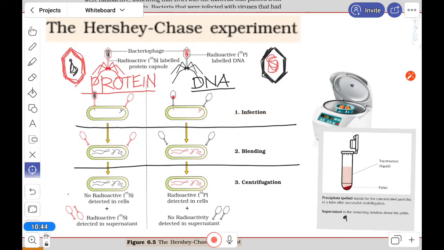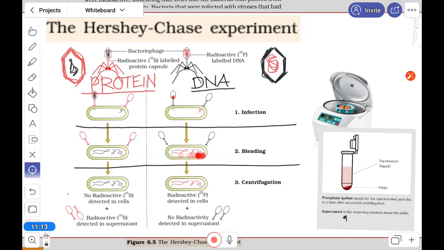Just after infection, we have to do the blending, the agitation. We take a kind of blender, put the tube inside, and do the blending. Why are we doing this blending? To separate the virus from the bacteria. Okay.